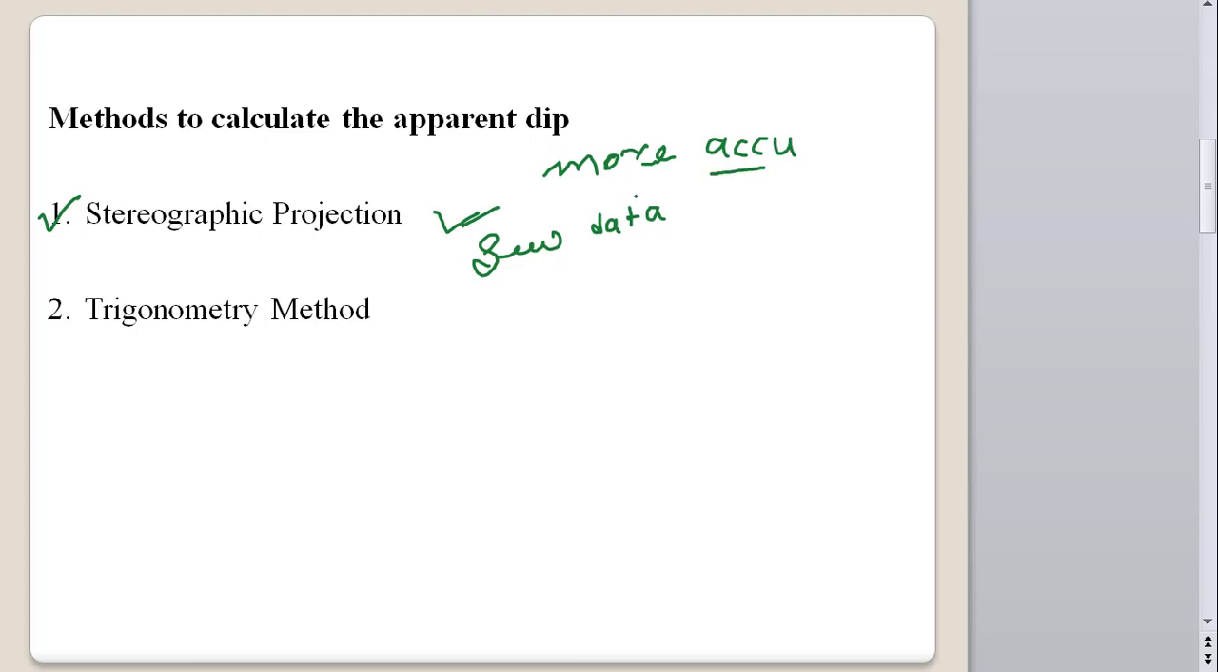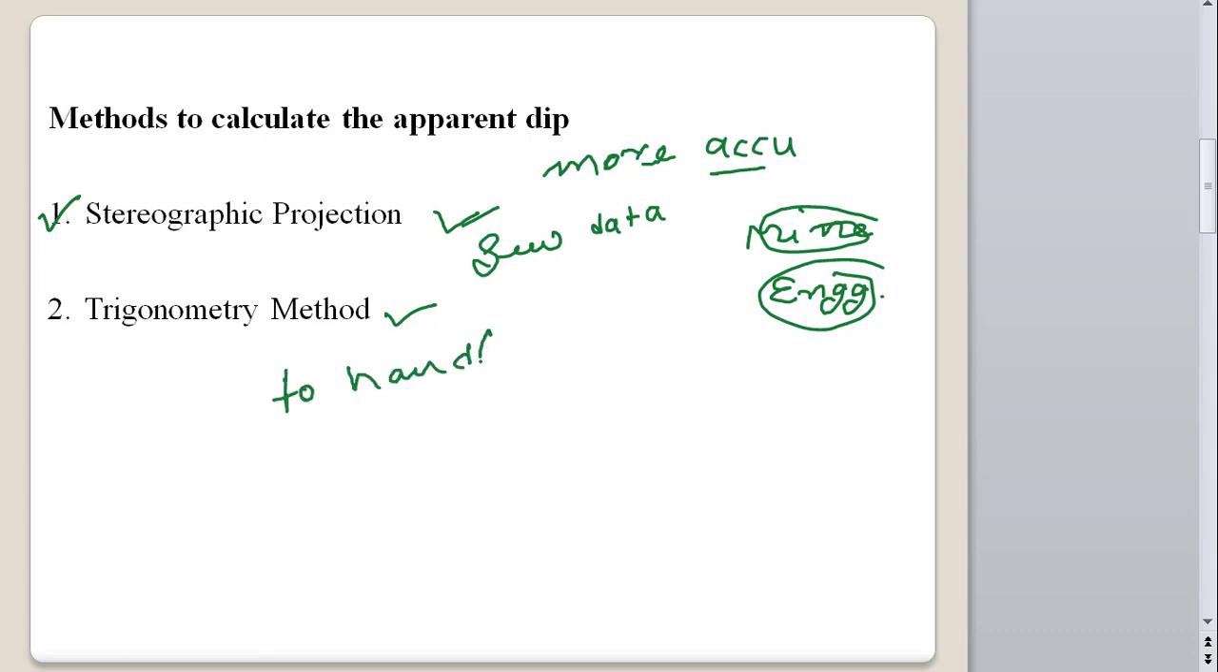Because if we are going to prepare a cross section for a mine department or for engineering geology purposes, then we require high precision, and we have plenty of data in that case, for mining as well as for engineering. For a particular cross section line, we have to use the trigonometry method. This method gives more precision, and it is very useful to handle large data. This is the advantage of the trigonometry method over the stereographic projection or graphic method.